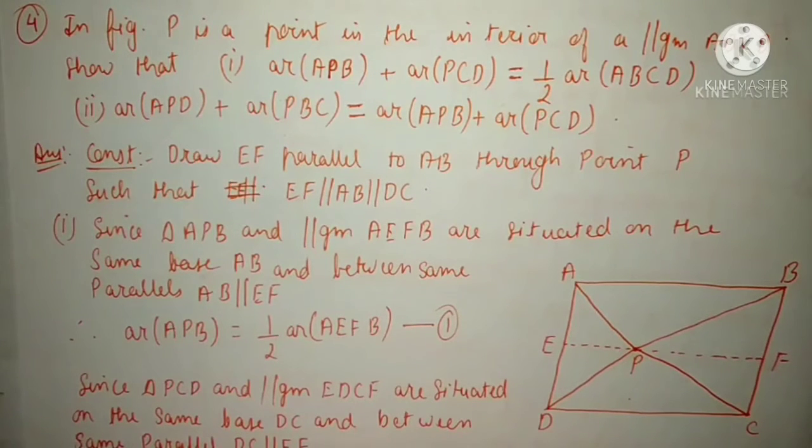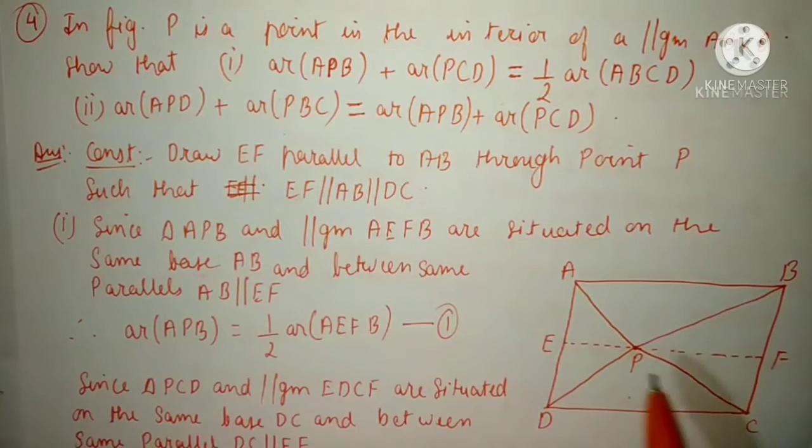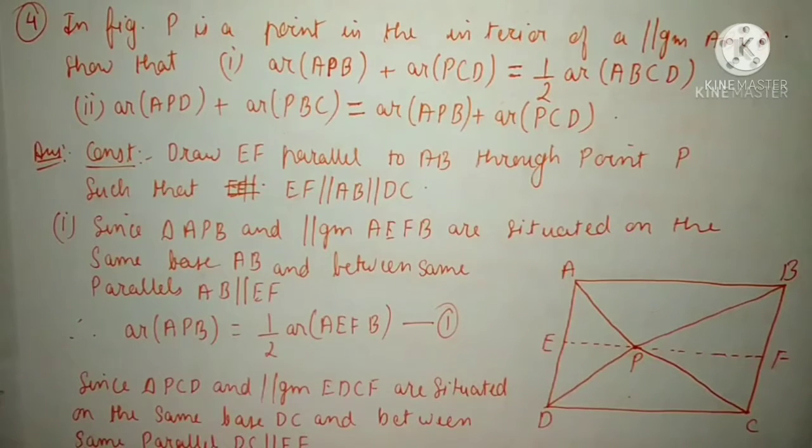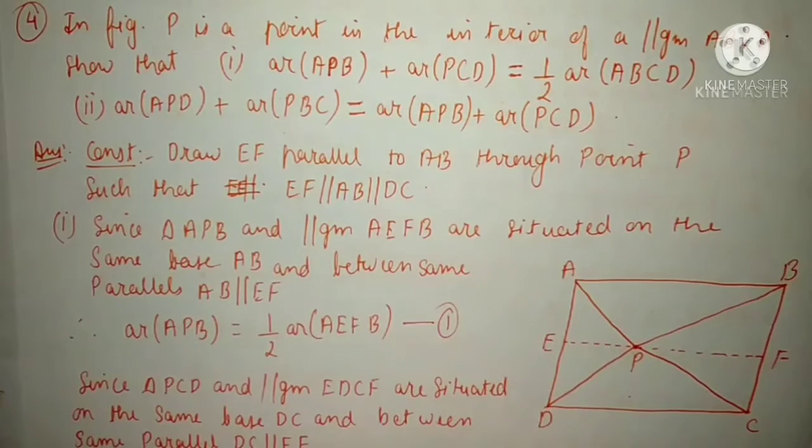First of all, we will do one construction. We will join EF passing through P, such that EF is parallel to AB and also parallel to CD. Now see the first one.